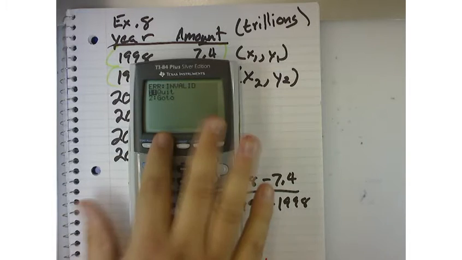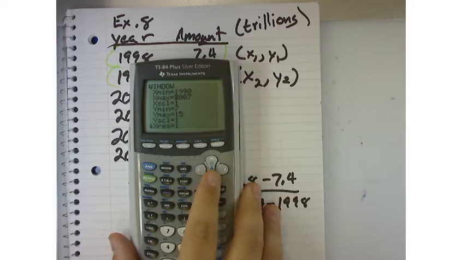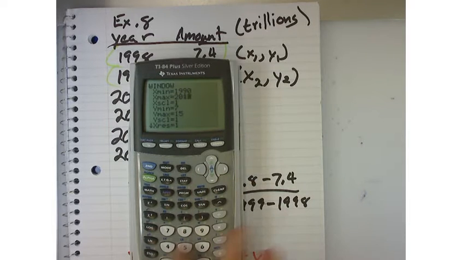So I go to window. What do I change? If I go to window, I change my X max to, what do you guys think? 2015, is that good? Alright, now let's see. Unfortunately, I've got to enter it in again. So I'm going to say trace 2006. Then I'm going to say 2014. 13.8 trillion.